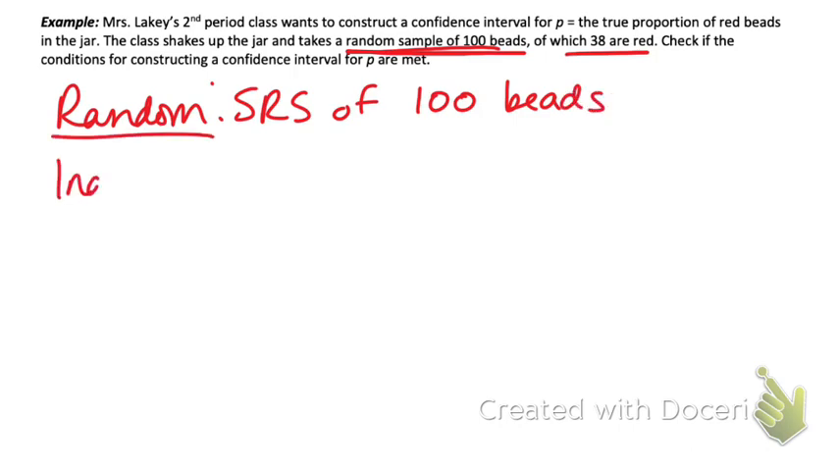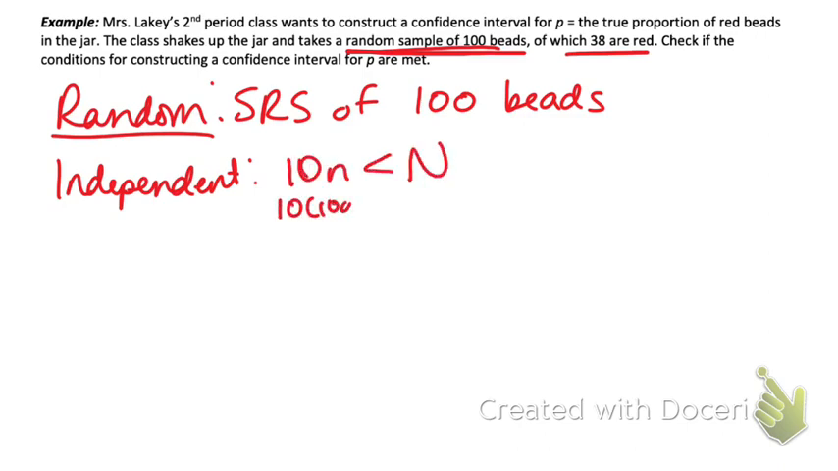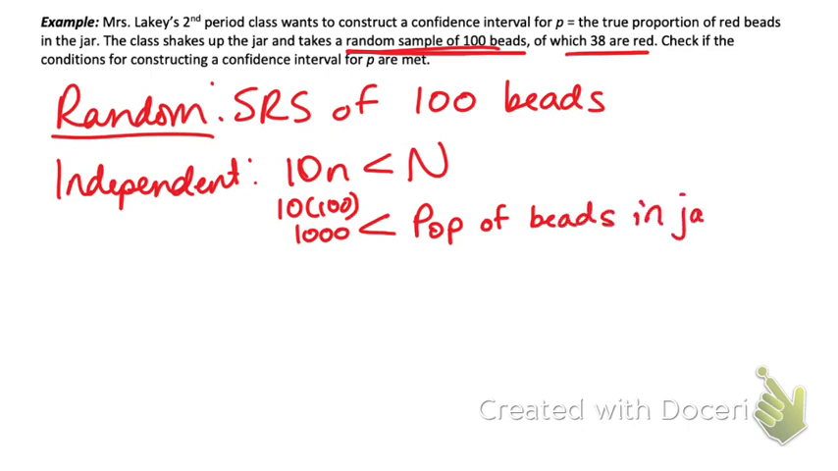Now we're going to check the independent condition. Again, I'm just used to checking it in this order. We need to make sure that 10 times the sample size is less than the population. So 10 times 100 is 1,000. That is less than the population of beads in the jar. For those of you who don't believe me, there are 2,155 beads in the jar. I wonder what proportion of them are red.